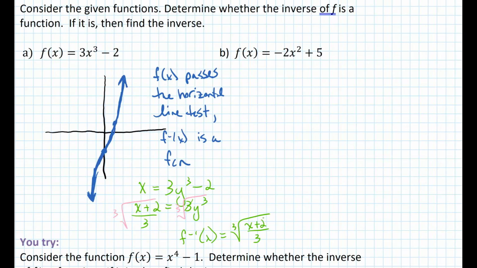Yes? So when they say find the inverse, do they mean actually graph or just find the equation for it? Just find the equation of it, yeah.